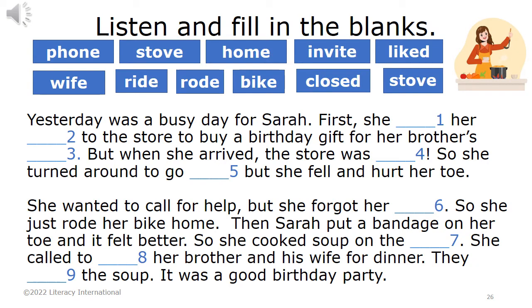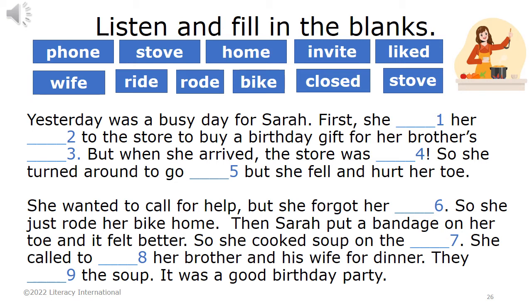Listen and fill in the blanks. Yesterday was a busy day for Sarah. First, she rode her bike to the store to buy a birthday gift for her brother's wife. But when she arrived, the store was closed. So she turned around to go home, but she fell and hurt her toe. She wanted to call for help, but she forgot her phone. So she just rode her bike home.